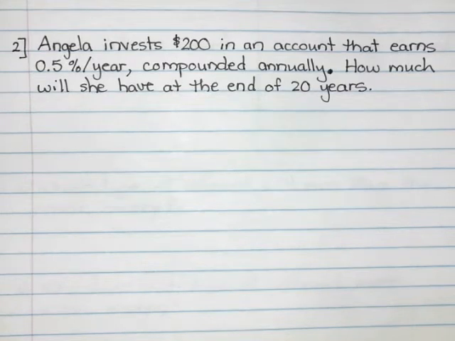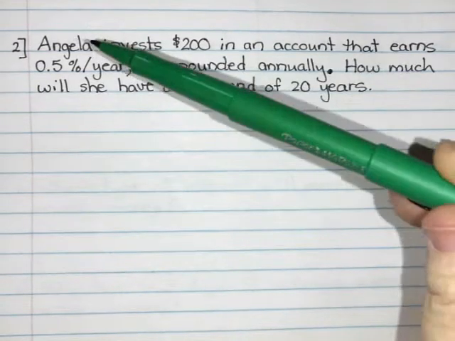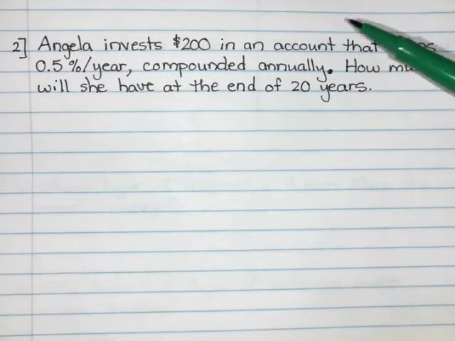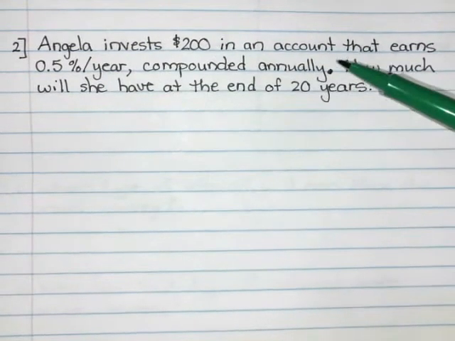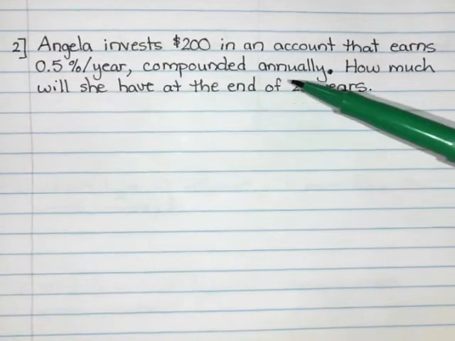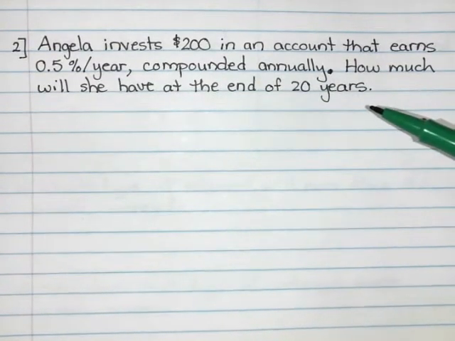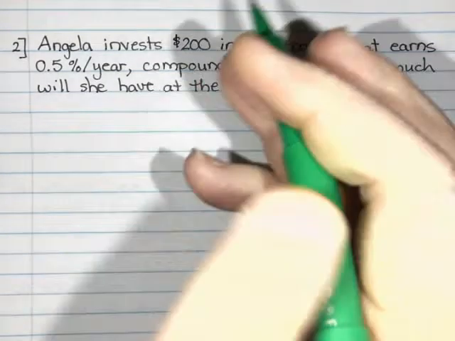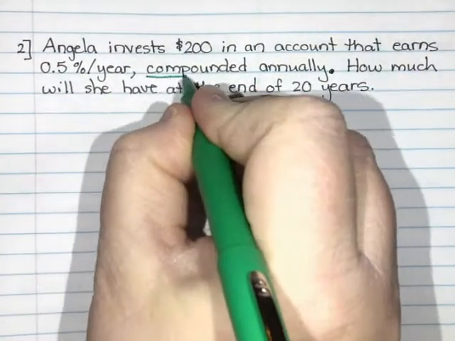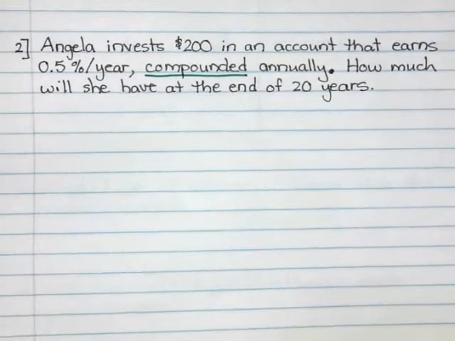Our final compound interest question says, Angela invests $200 in an account that earns 0.5% per year, compounded annually. How much will she have at the end of 20 years? So when I take a look at this, I first notice the word compounded, which tells me that this is compound interest. If it was simple interest, it would actually say simple interest.